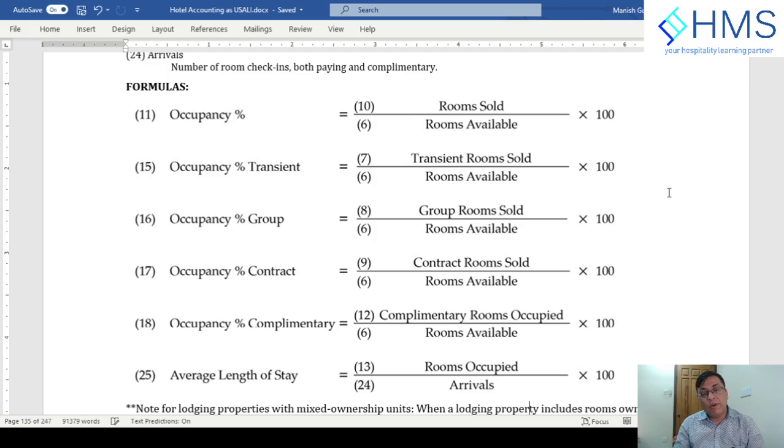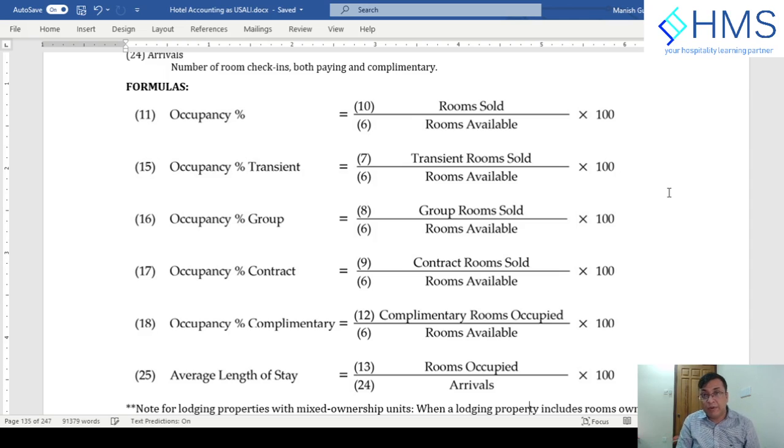And then you have complementary occupancy. Now this occupancy is just for the purpose of knowing how many rooms were occupied without any payment, so that the management can make a decision, was it too much or was it too little. So you can compare month by month.